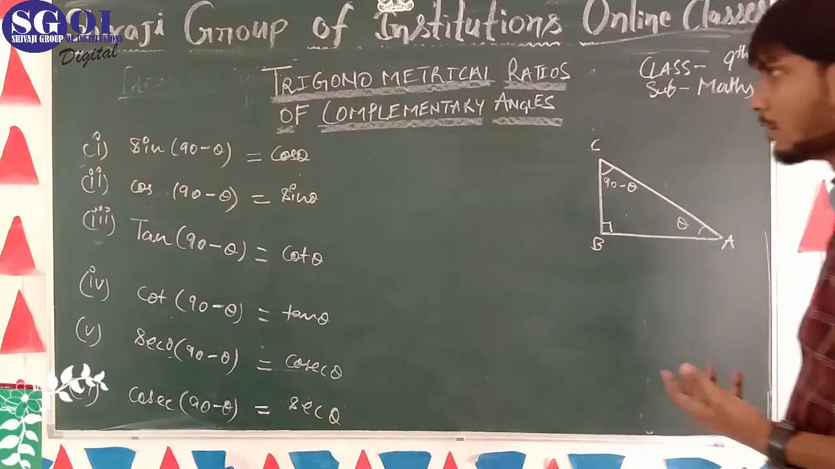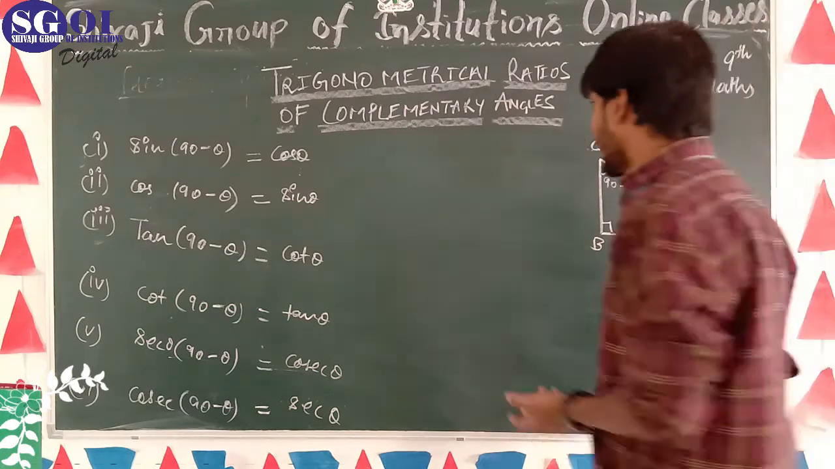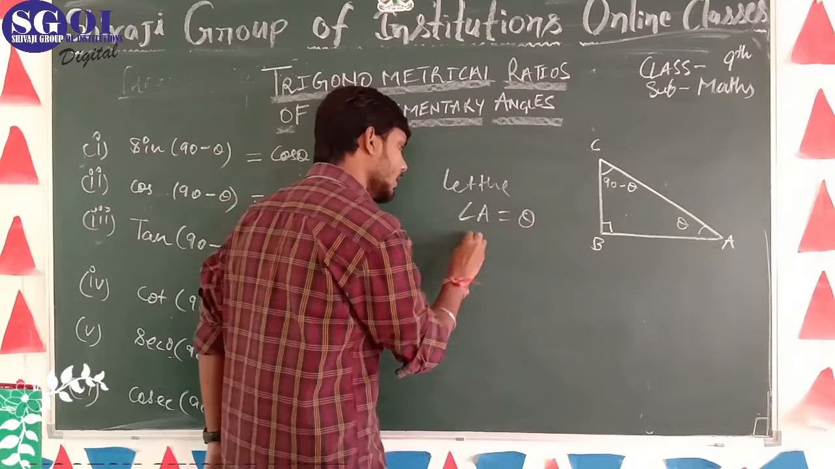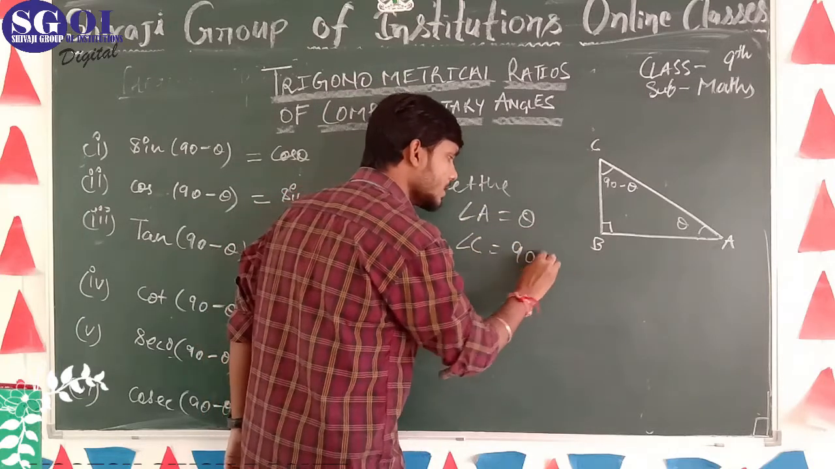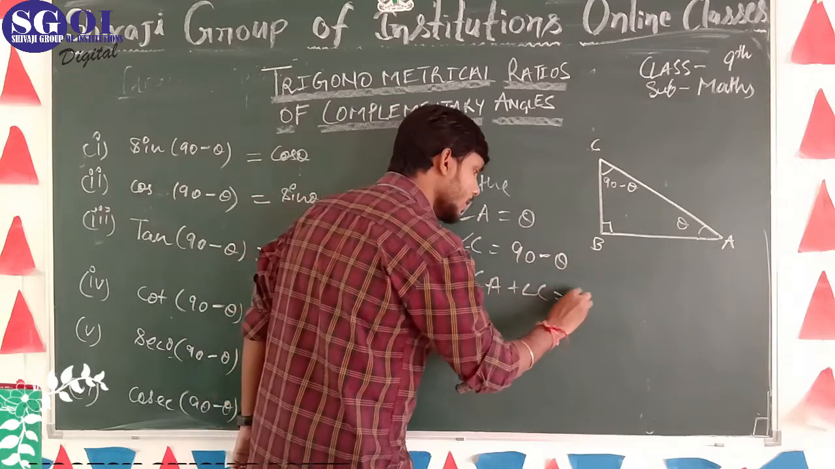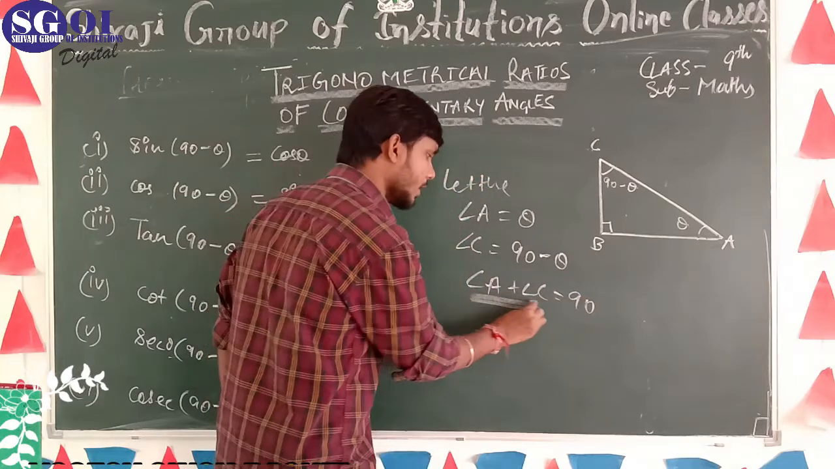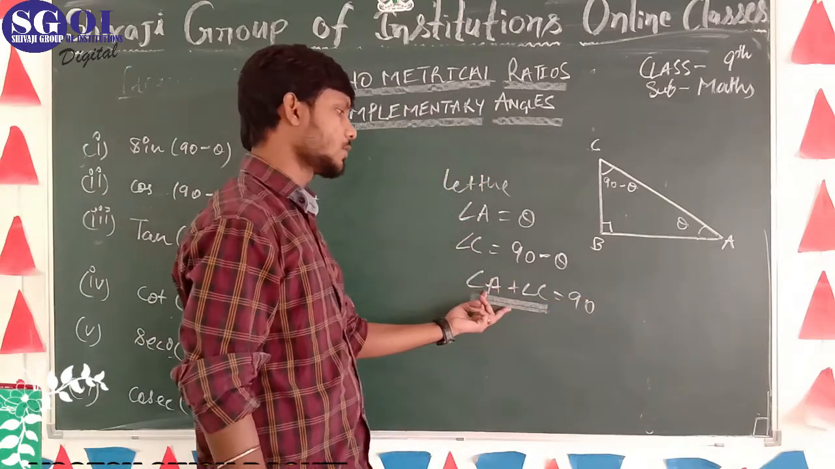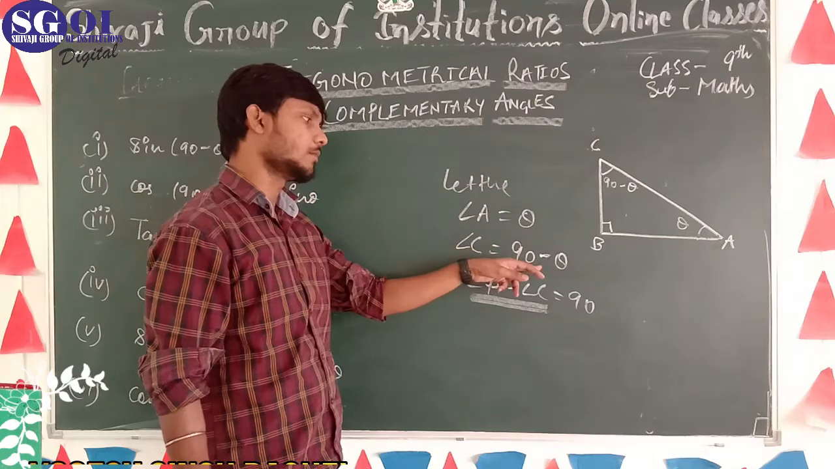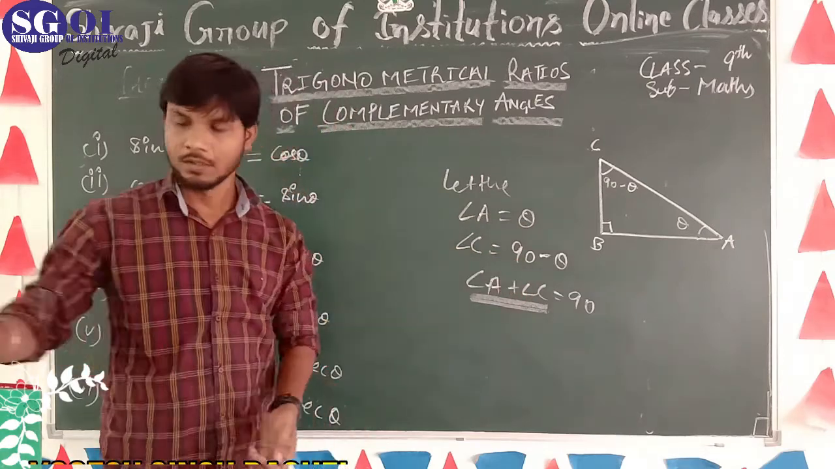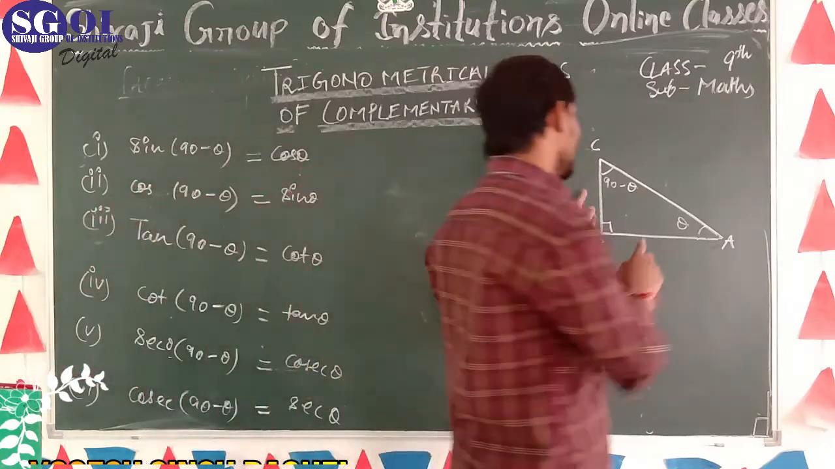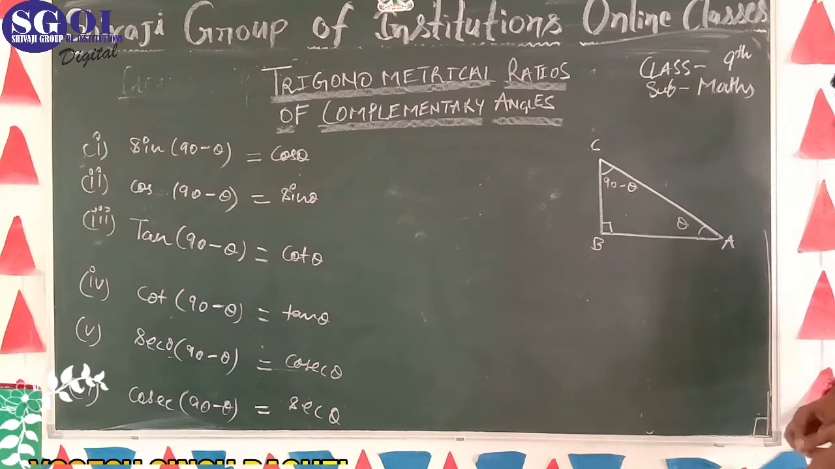So obviously, if we let angle A be theta, then angle C is 90 minus theta, because angle A plus angle C is equal to 90 degree, because they both are complementary angles. That's why if we let angle A be theta, then angle C equals 90 minus theta. Clear, friends? This is what we have considered here.